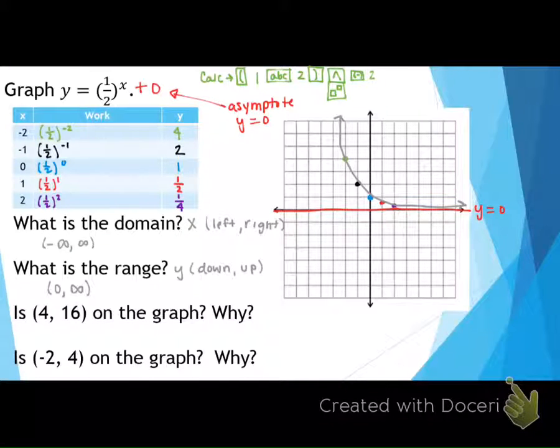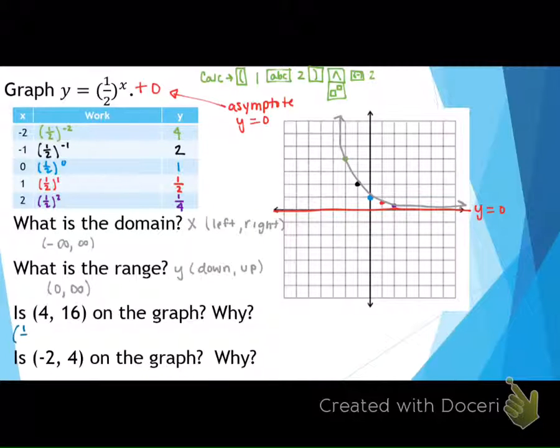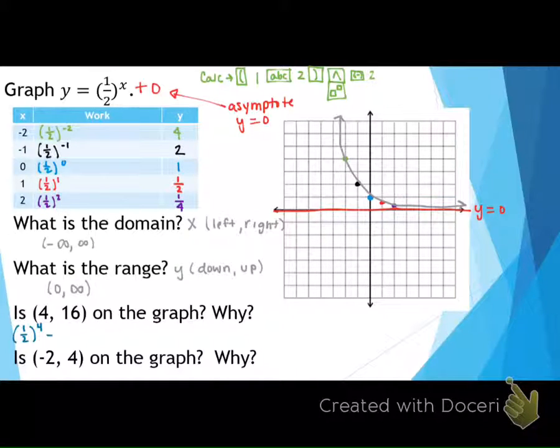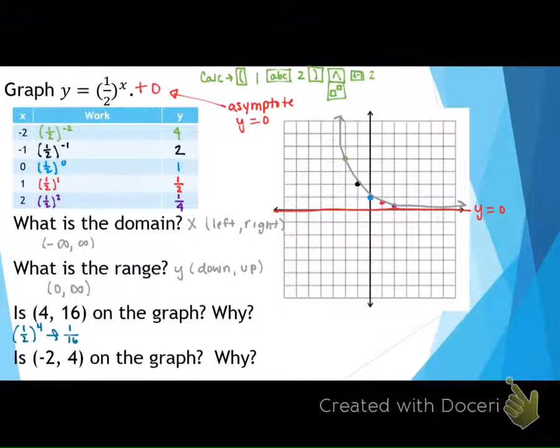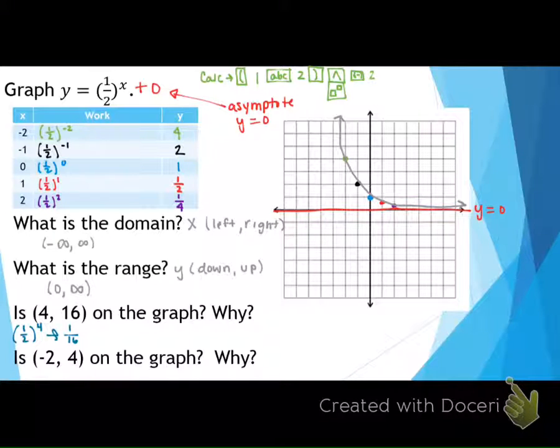All right. When we just check to see if points are on the graph, we just plug them in. And you can just use your calculators for this too. So 1/2 to the 4th power is 1/16. Try to do 1/2 to the 4th power in your calculator and see if you get 1/16. You probably get a decimal. I don't know what the decimal is of 1/16. Somebody do 1/16 for me as a decimal so I know. It's 0.0625.